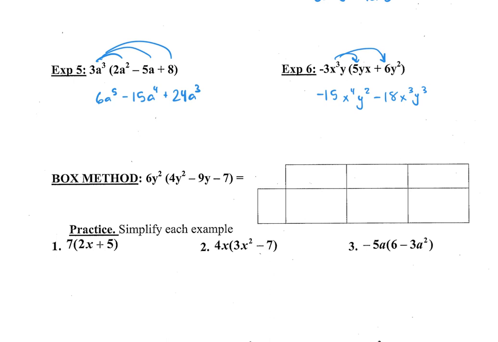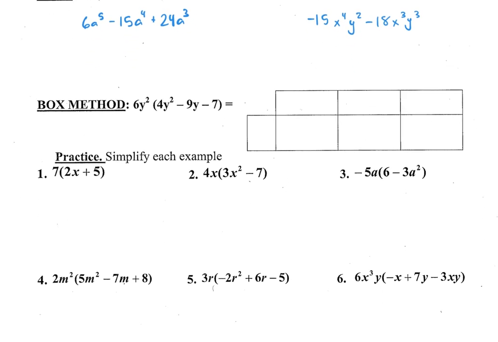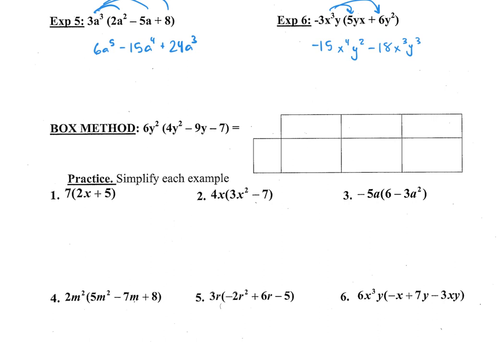There is another method that a lot of people like called the box method. And if you remember your Punnett square from biology, that's basically what this is. What you're going to do is place the first term on the side, so 6y squared, and then these terms on top. So 4y squared, negative 9y, and negative 7. Once you do that, all you have to do is combine like terms.